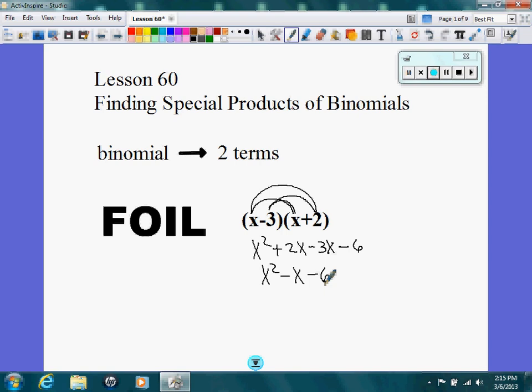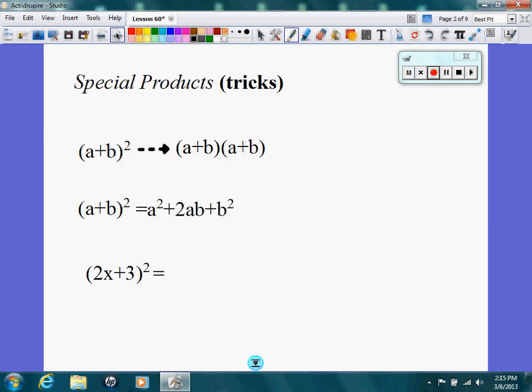But there are some shortcuts. There are some tricks, particularly if the binomials are special binomials. Okay, so what does a plus b squared mean? Well, it means a plus b times a plus b. So if we were to do this by FOIL, we would get a squared plus ab plus ab plus b squared. The outer and the inner terms would add together. They would be like terms, and we would get 2ab. So here's kind of a little formula for the square of the sum of two numbers: a squared plus 2ab plus b squared.